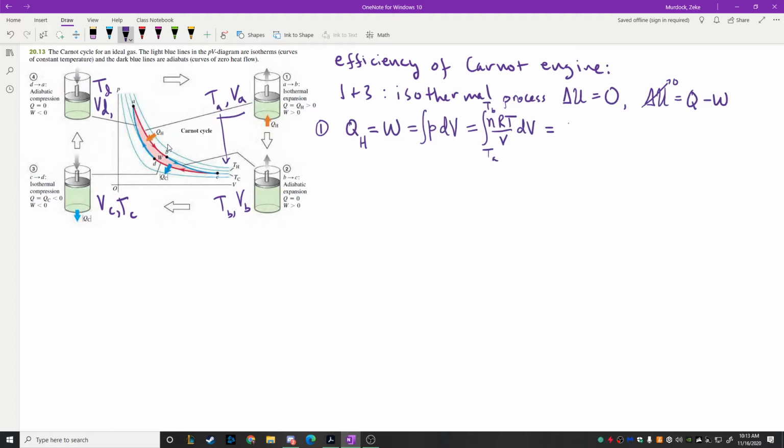And then this is going to give us that the heat that comes in is going to be equal to nRT. And then when I do this integral right here, it's the integral of dV over V. So what's that going to give me?